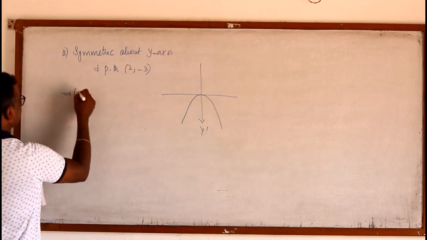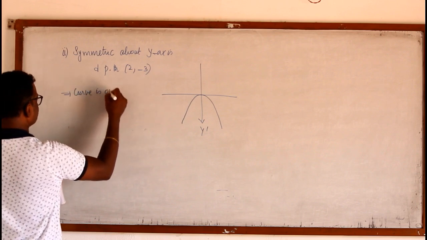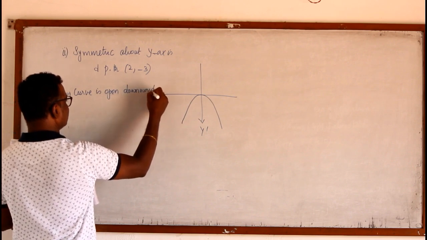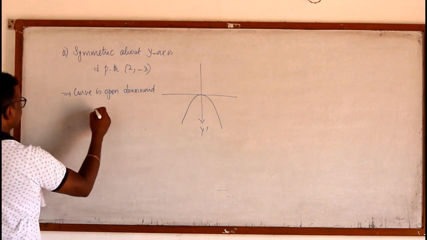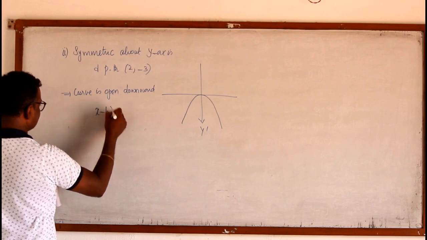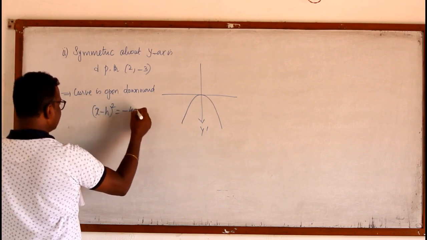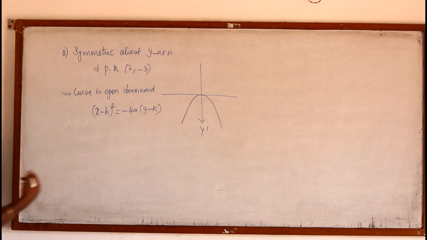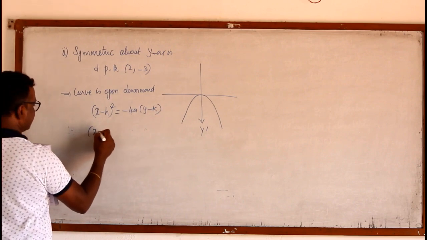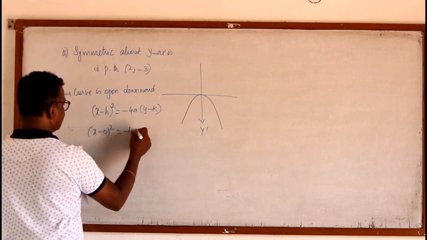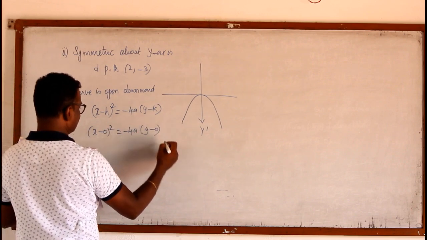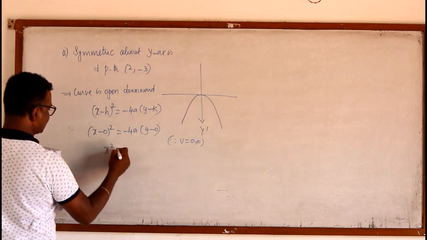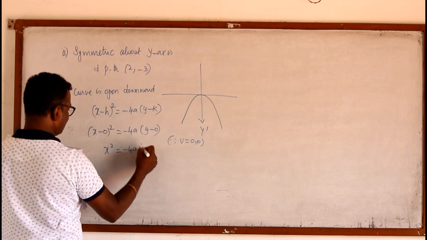Therefore, I can say the curve is open downward, isn't it? Open downward. Therefore, naturally the equation is (x - h) whole square equal to -4a into (y - k). Here they didn't say anything about the vertex. Therefore, it is (x - 0) whole square equal to -4a into (y - 0), since the vertex, when not mentioned, is (0, 0). So it is x square equal to -4a into y.